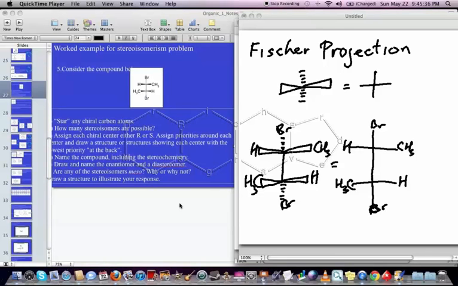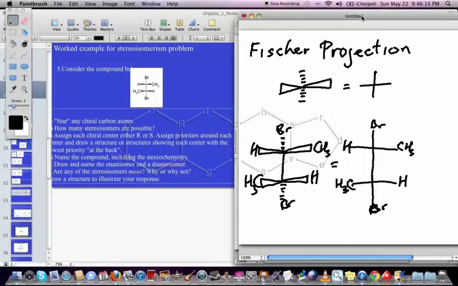Well, let's look at a worked example of a stereoisomerism problem where we've got two stereo centers in the compound. So here's the compound we're going to be working with, and we're going to be asking a bunch of questions about this compound. The first one is we need to find any chiral carbon atoms. We need to find out how many stereoisomers there are. We need to assign each chiral center either R or S. We need to name the compound, draw and name an enantiomer and a diastereomer, and figure out if any of the stereoisomers are meso. So I'm going to go through and explain each of those parts.